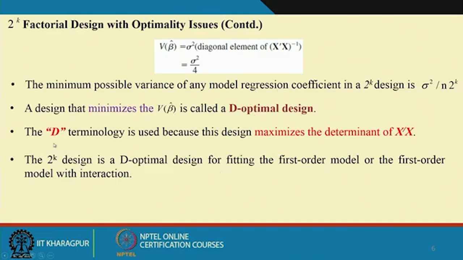And the 2 to the power k design, the way we have explained, is a D optimal design for the first order model and the first order model with interactions.